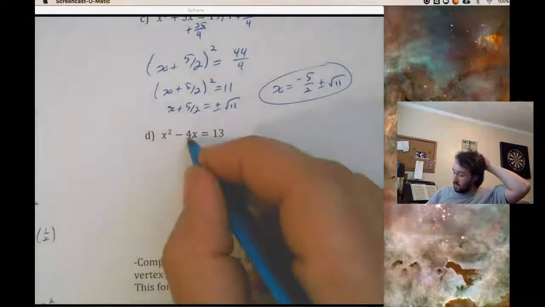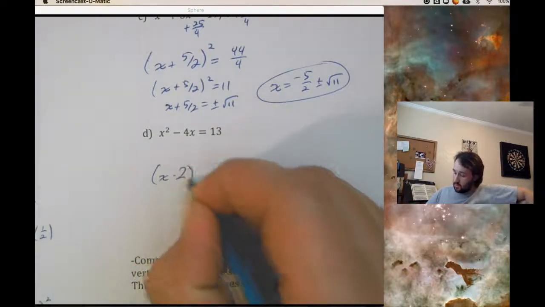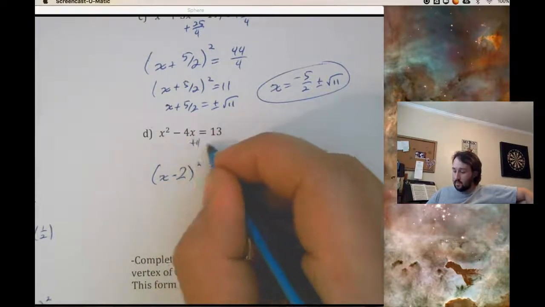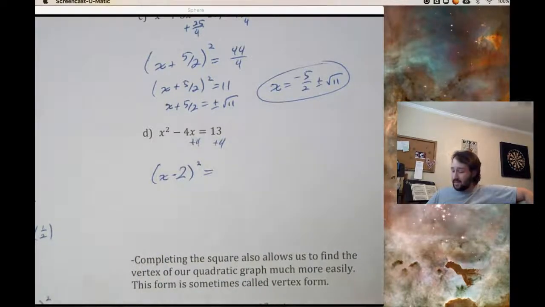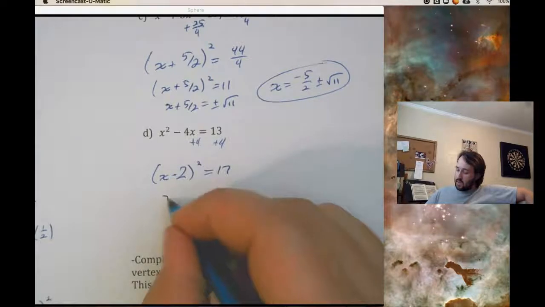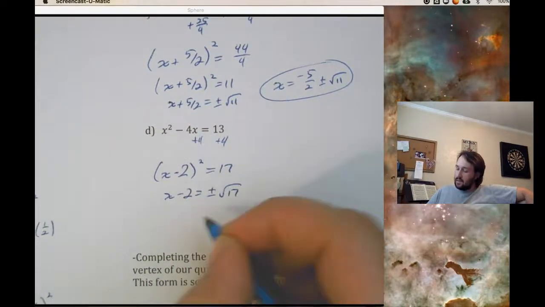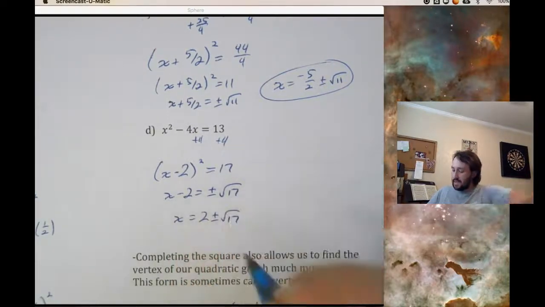So half of 4, my b term, so I have x minus 2 squared. Now negative 2 squared is 4, so that means I must have been able to add 4 to both sides to make that perfect square even exist. So now I have 17. Square root both sides, so x minus 2 equals plus or minus the square root of 17. Add the 2 to the other side, so x equals 2 plus or minus the square root of 17.